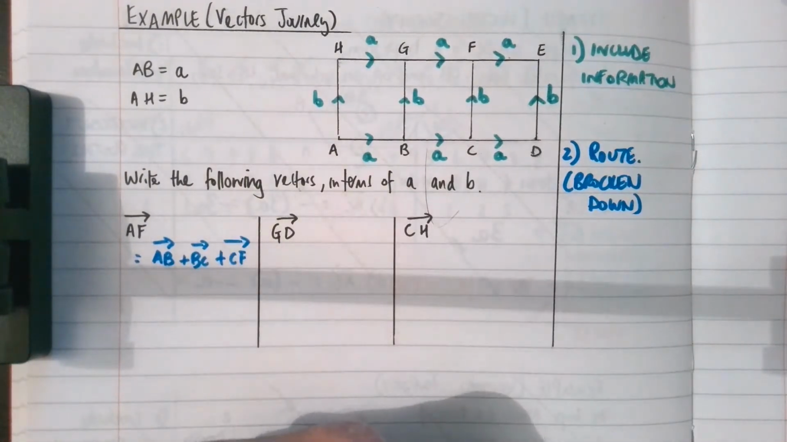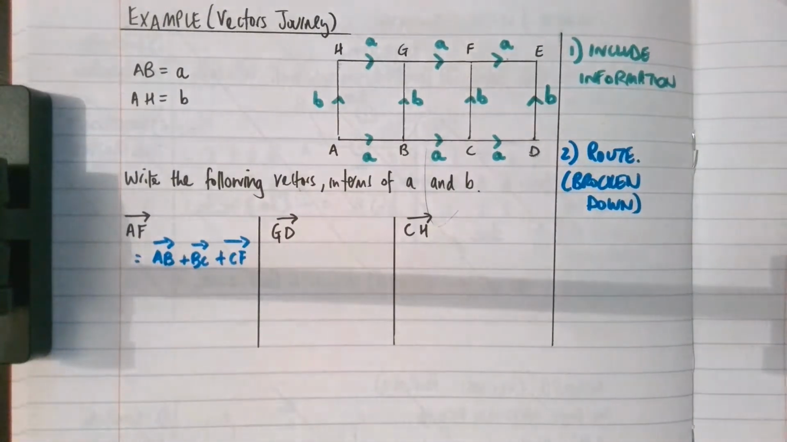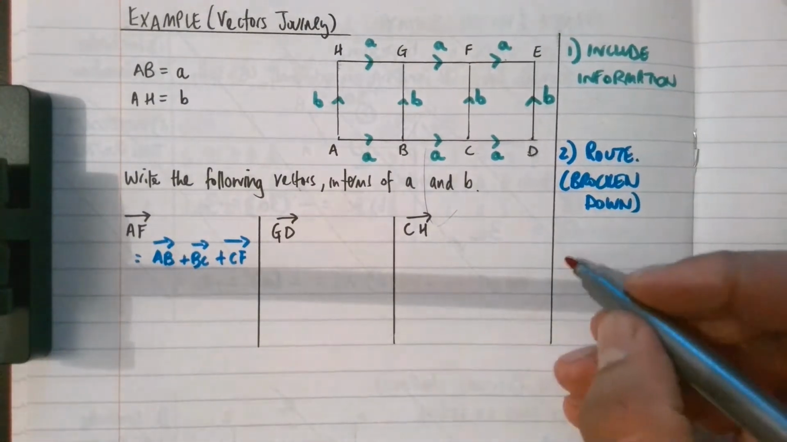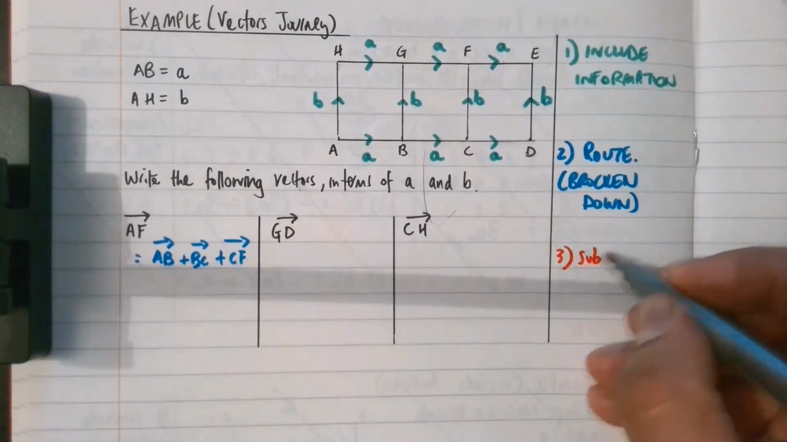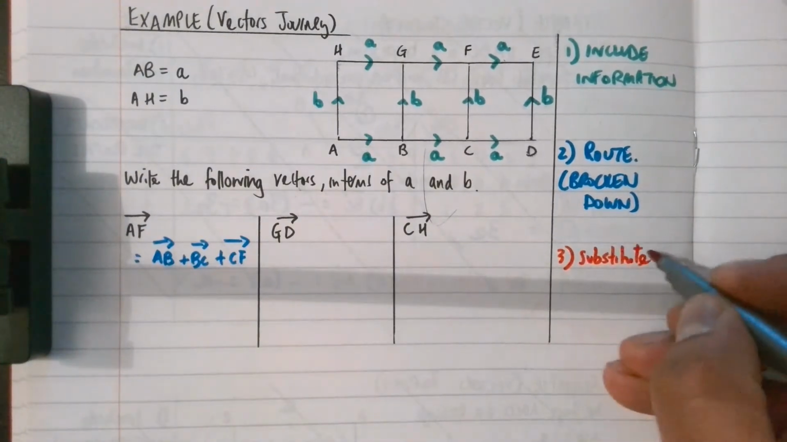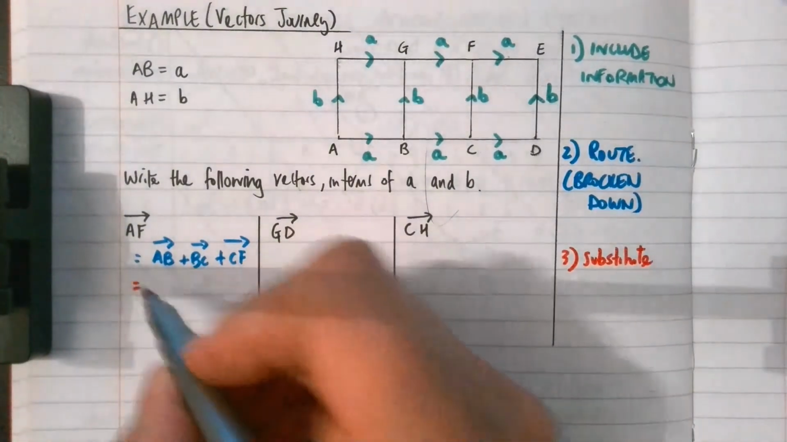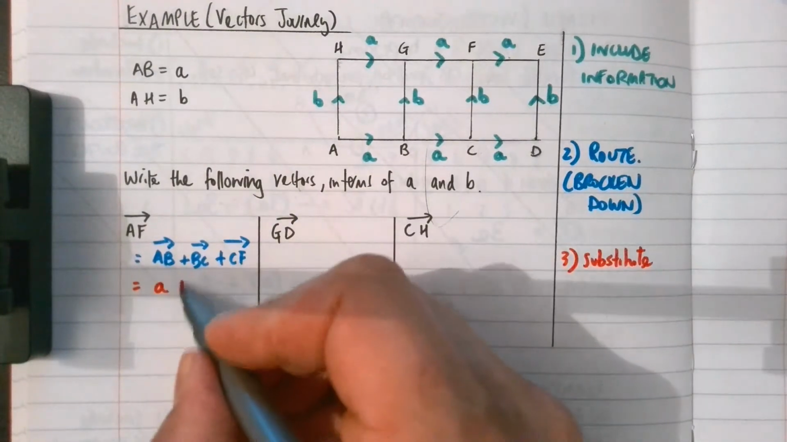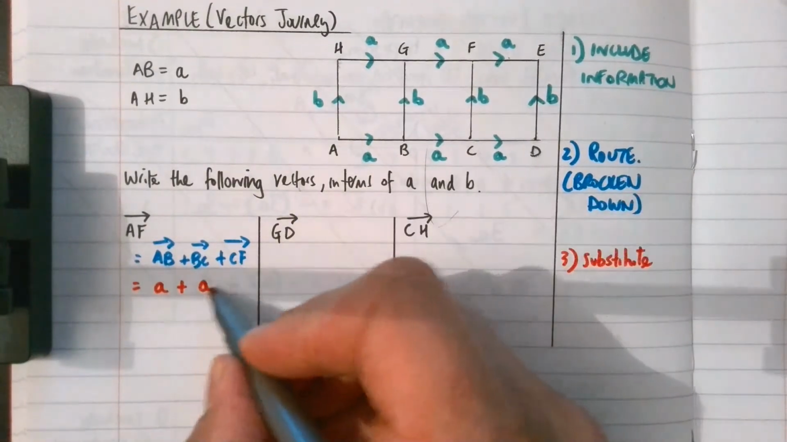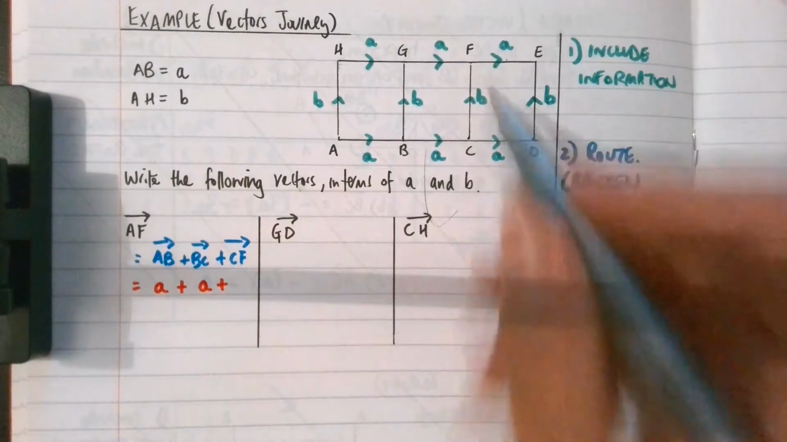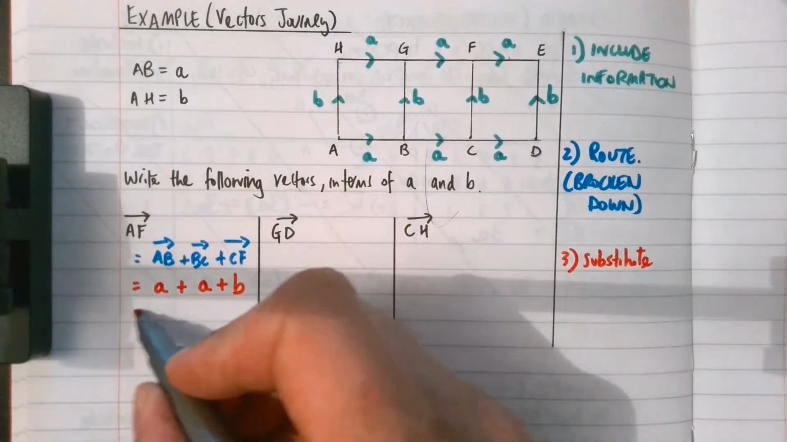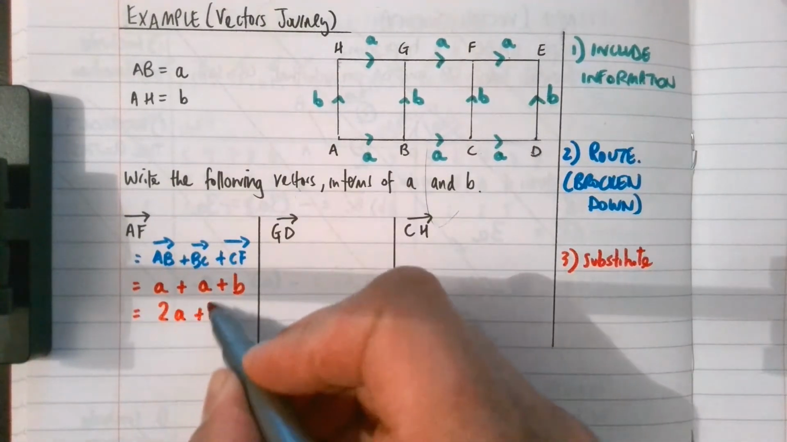Now, when we've got those routes, we're going to substitute our vectors into those to finally give our answer. So we're going to write that route with the vector. So that's going to be a plus another a for BC, and then plus b, that goes from C to F. Then we're going to simplify: 2a plus b. That's the answer.